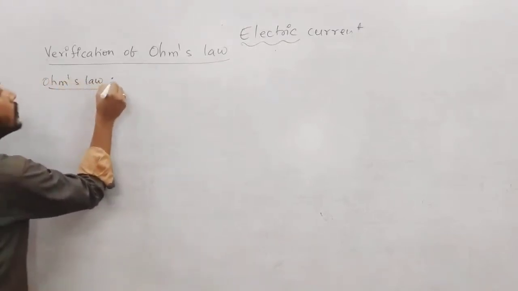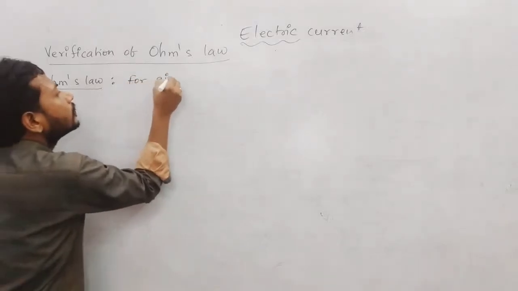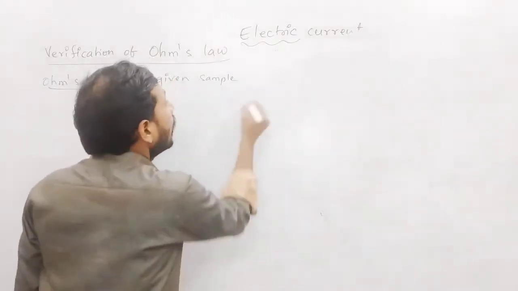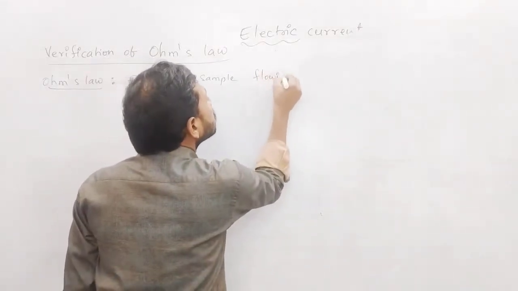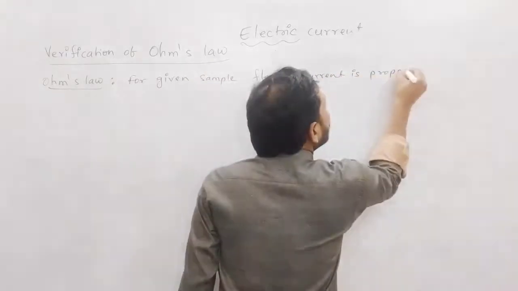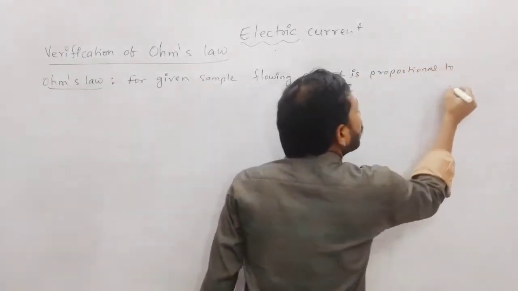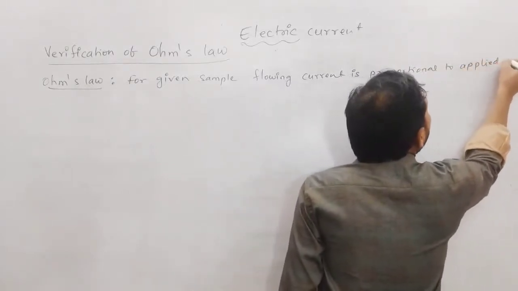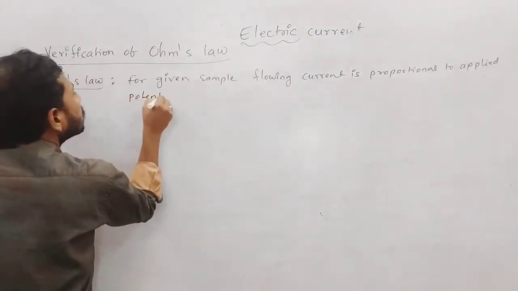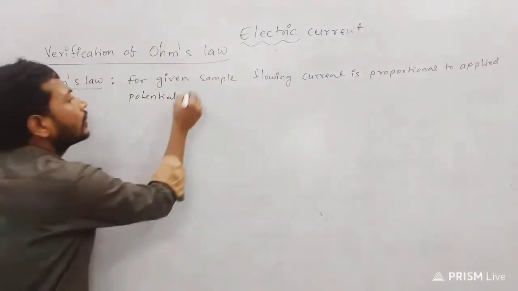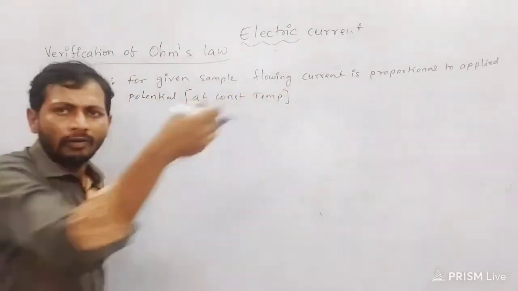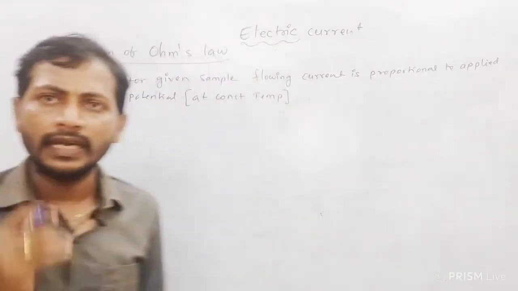For a given sample, flowing current is proportional to applied potential at constant temperature. This is not needed for class 10, but I am telling you one thing is clear.